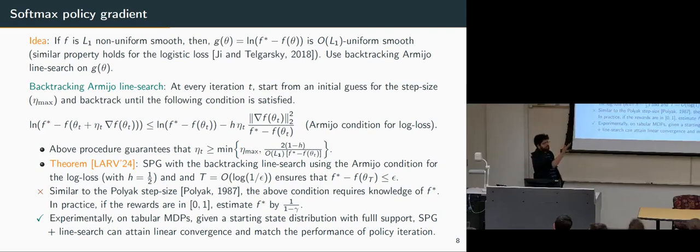So we have designed at least one practical algorithm, but this is for the setting when we can compute the policy gradient exactly. The next part of the talk is when we cannot compute the policy gradient exactly and can obtain only unbiased estimates.